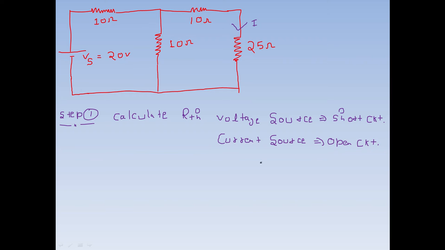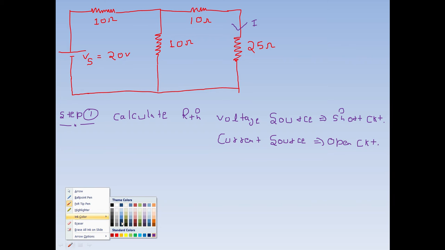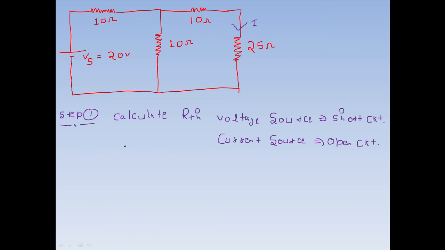This is what we do while solving for RTH. Voltage source should be short circuited and current source should be open circuited. Now, how will we solve it? Let's see here. Now step number second.